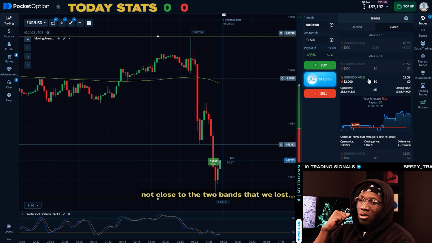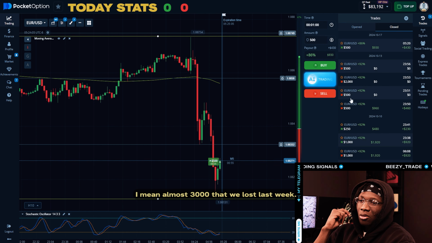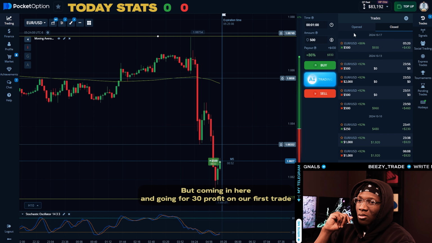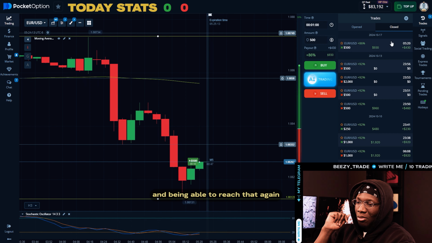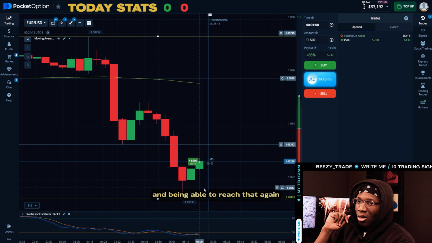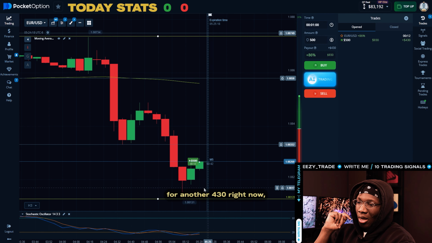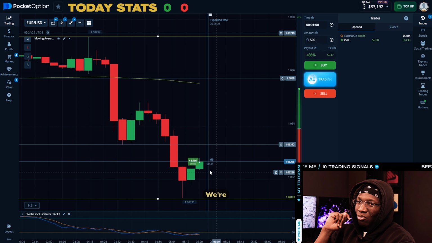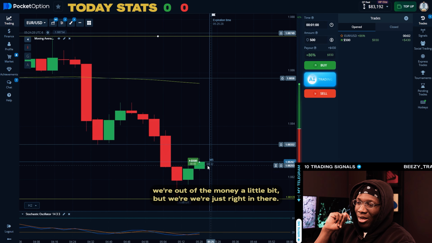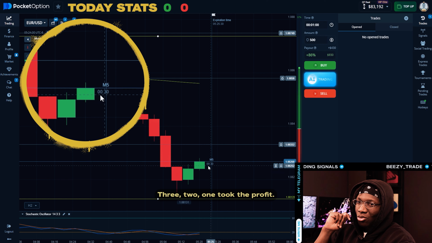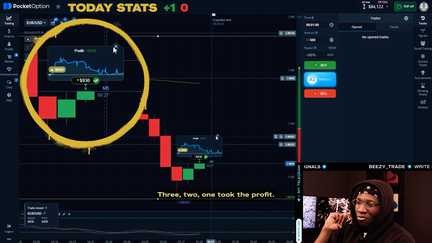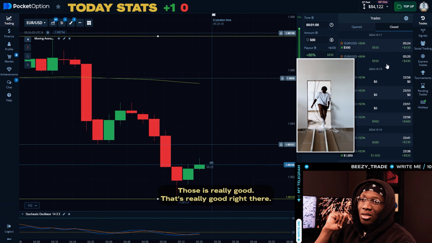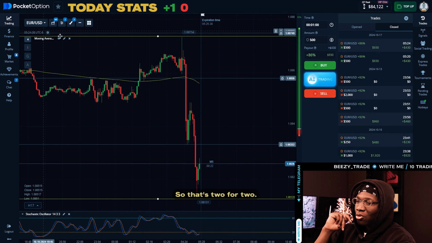Definitely not close to the 2 bands that we lost. I mean, almost 3,000 that we lost last week. But coming in here and going 430 profit on our first trade and being able to reach that again for another 430 right now. I mean, we're out of the money a little bit, but we're just right in there. 3, 2, 1, took the profit. Nice. That's really good right there. So that's 2 for 2.